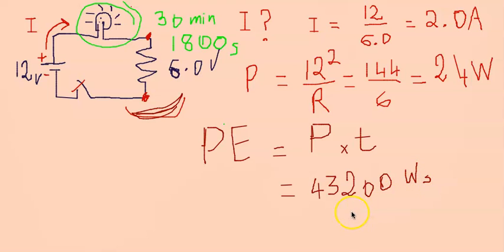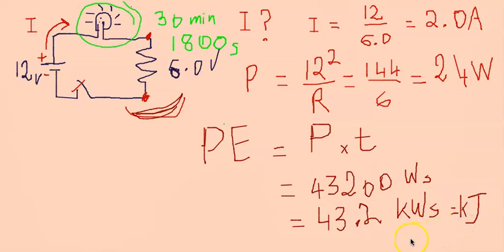Since this is a big number, we can round it to 43.2 kilowatt seconds. And as watt second is joules, you can also express this as kilojoules. So this is the energy, 43.2 kilojoules, for running this lamp in 30 minutes.